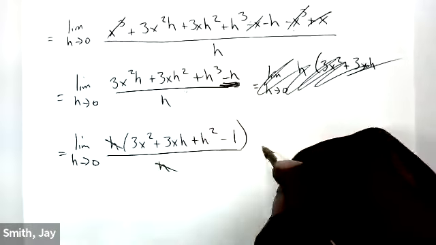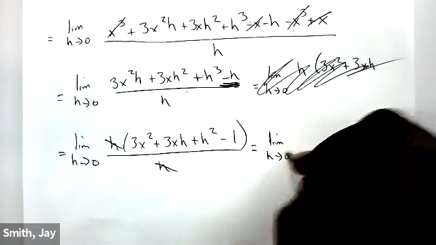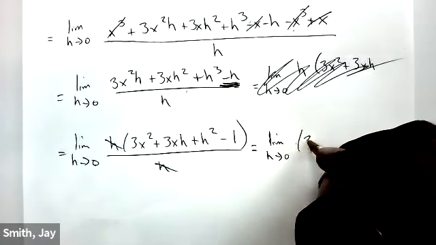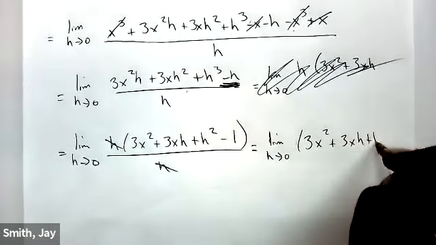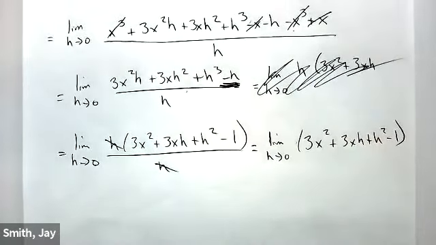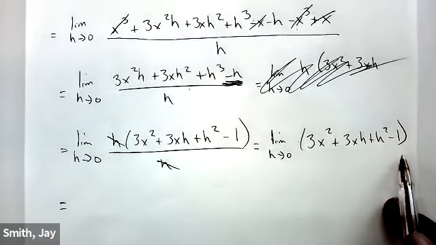Those h's cancel, and that's important, because it takes it from a rational function to a polynomial function, which means that we can solve it through direct substitution. A lot to say, a lot to understand, very little to do. All right. So now, everywhere we see h is just going to essentially be 0.